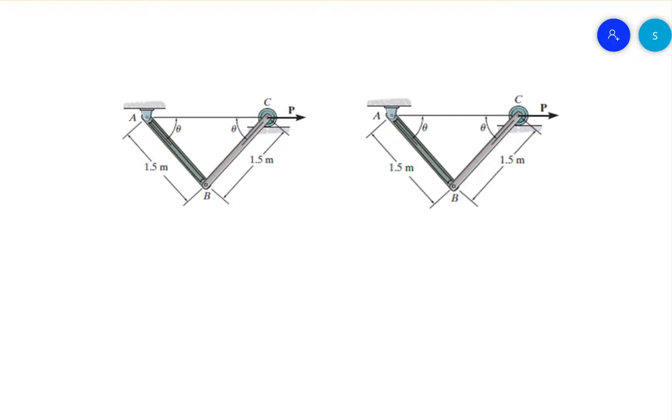Okay, this is a second example for virtual work. In this example, we have two links that are connected together with a pin connection, so smooth pin connections, so no friction. And you see that when we pull on the force P, the two links are moving to the right and up. Okay, so there's just 1 degree of freedom because they are moving together.